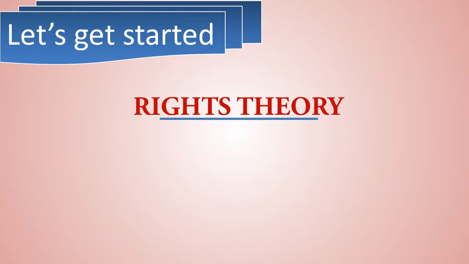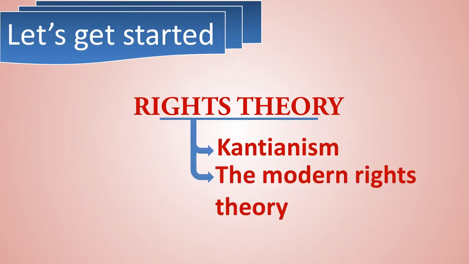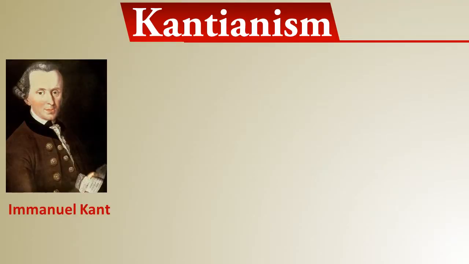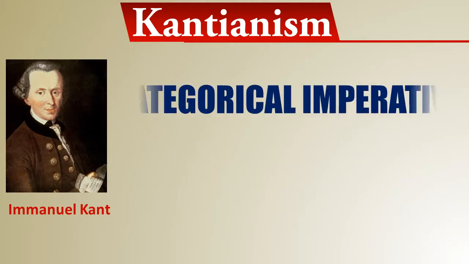This is based on the view that certain human rights are fundamental and should be observed. There are two primary categories of rights theory, the first one being Kantianism and the second one, the modern rights theory. Kantianism is based on the work of Immanuel Kant, who was a strict deontologist. He viewed humans as moral actors free to make choices. According to this philosopher, the morality of a given action was determined by applying the categorical imperative.